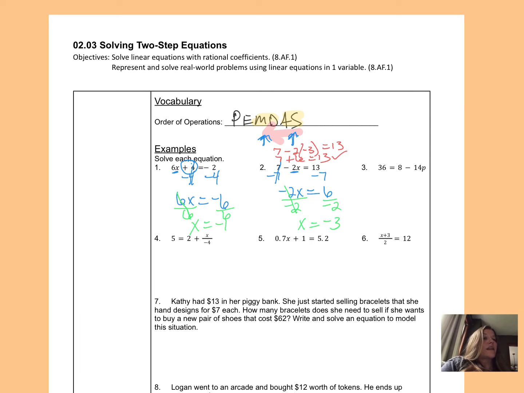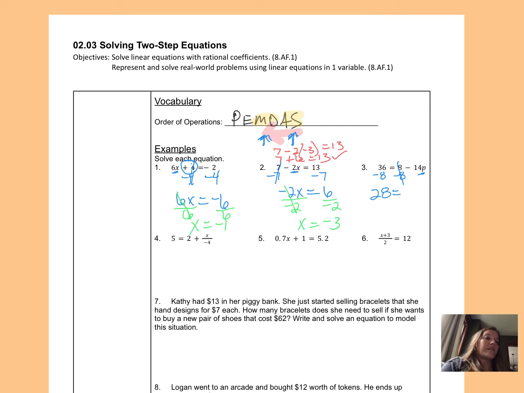Number 3, again, let's find that variable. It's on the right-hand side this time. So now we're going to start on the right-hand side. And we have a positive 8, so the opposite is a negative 8. Remember, one's on the left and one's on the right of the equal sign to keep that balanced. It cancels out the 8s to make 0. 36 minus 8 is 28.